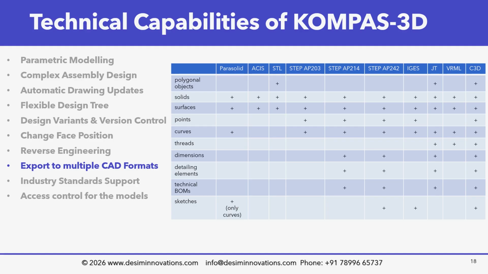Another common question is file compatibility. Kompas 3D supports major industry formats. It can export to all the standard formats like Parasolid, ACIS, STL, STEP, IGS, JT, and even C3D. So it makes it much easier to exchange data with customers, suppliers, and other CAD systems.